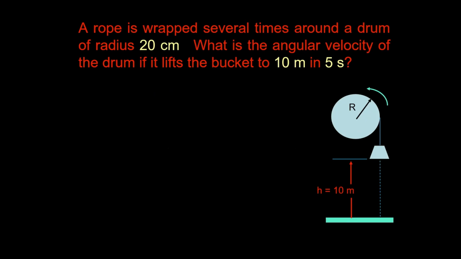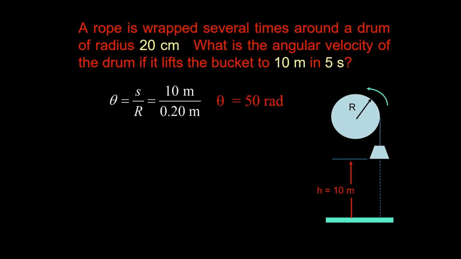Let's take a look at another one. Here we've got a rope wrapped several times around a drum. We have the radius of the drum of 20 centimeters. What's the angular velocity of the drum if it lifts the bucket 10 meters in 5 seconds? So how quickly does this thing have to rotate to lift a bucket 10 meters in 5 seconds? Theta, the angle that it's moved through, is s over r. We know this linear distance is 10 meters. That's how far this will have to have rotated. So s over r is 10 over 0.2, which gives us 50 radians.